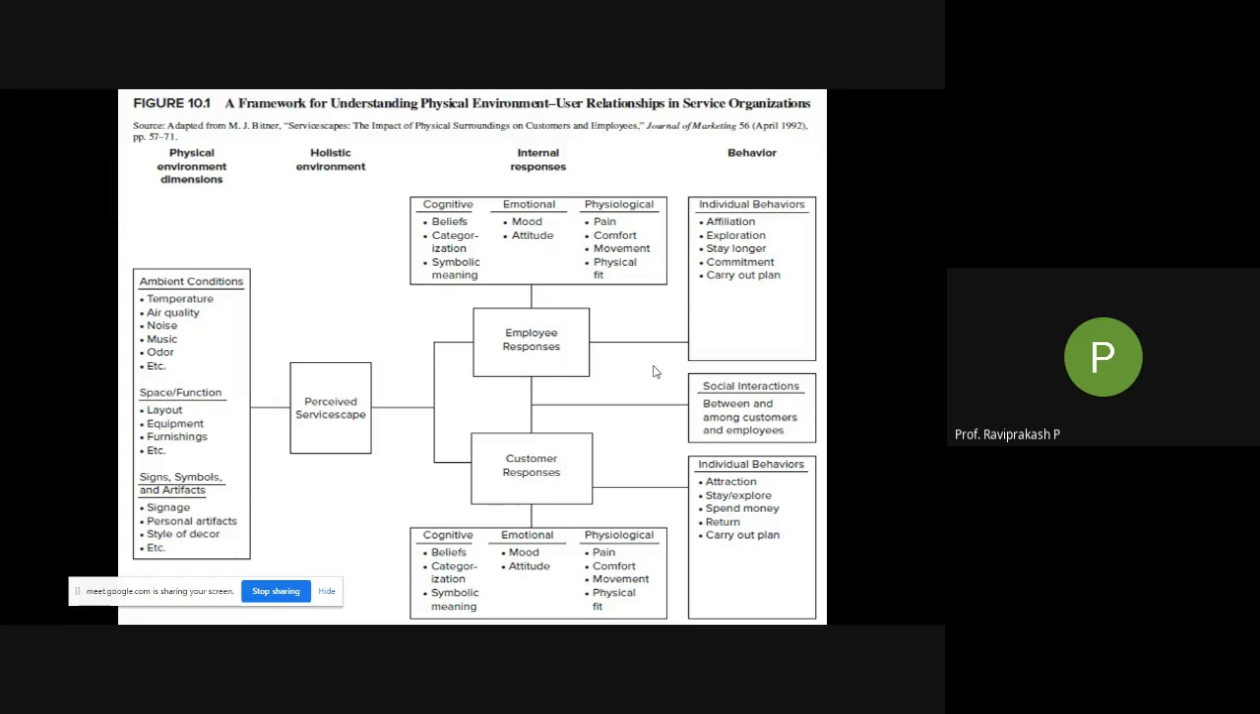If it is a loud sound or a very bright light, you might feel pain. Your ears start paining, your eyes start paining. Comfort: if it is light music or a good environment, you feel very comfortable there. And movement: something is moving very fast here and there, and some people may feel nauseous. And last is physical fit.